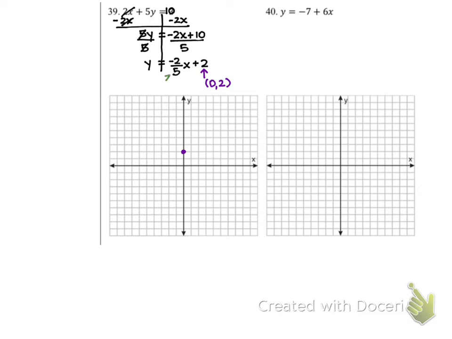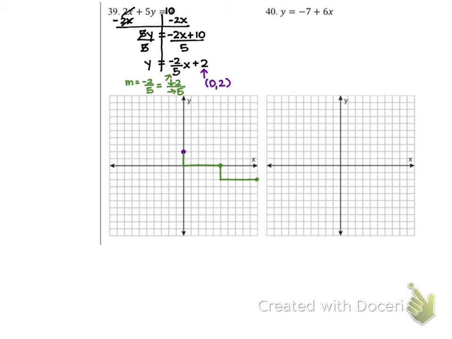All right, my slope is negative 2 over positive 5. You could even move the negative down and keep the positive on top. So this is going to be down 2, right 5. So from our point, we'll go down 2, 1, 2, 3, 4, 5. Plot the point. Okay, let's do it again. Down 2, 1, 2, 3, 4, 5.